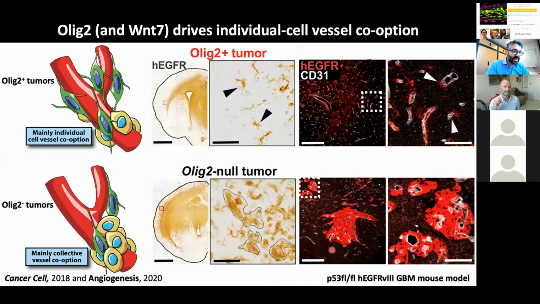And you see that you have now a more bulky tumor with satellitosis, with co-option, but this is really a collective cell vessel co-option. And the mechanism is completely different indeed, and I don't have the time to go through this, but trust me, Wnt7A and B are the actors of this OLIG2 tumor and these individual cell vessel co-option. So the mechanism that you have in these cells is completely different from the mechanism that you have in the tumor cells that don't have OLIG2.